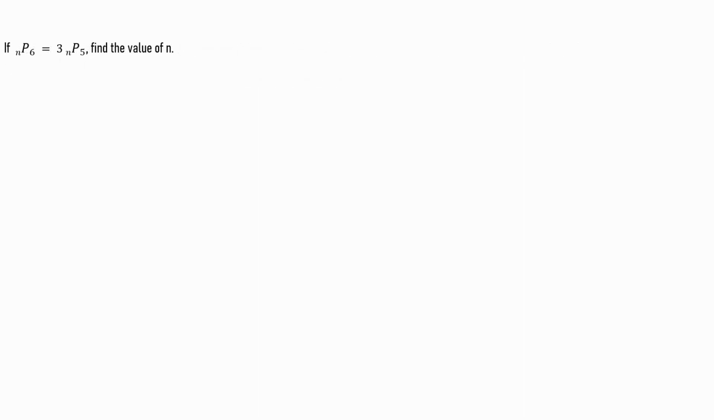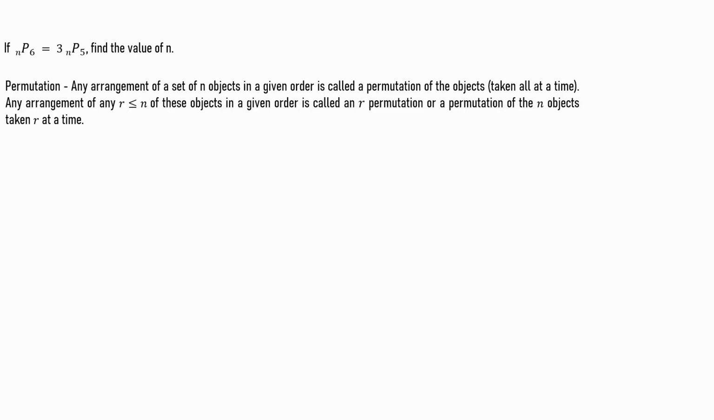Next naman, so itong notation na to, di ba? So, permutation. Any arrangement of a set of n objects in a given order is called a permutation of the objects taken all at a time. So any arrangement of any r, which is less than or equal to n, of these objects in a given order is called an r-permutation, or a permutation of the n objects taken r at a time. So ito yung mga notations na pwede nating makita para dun sa permutation.